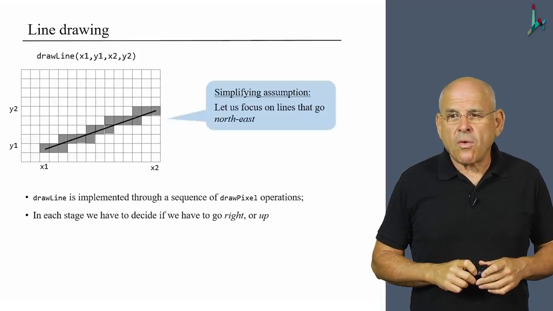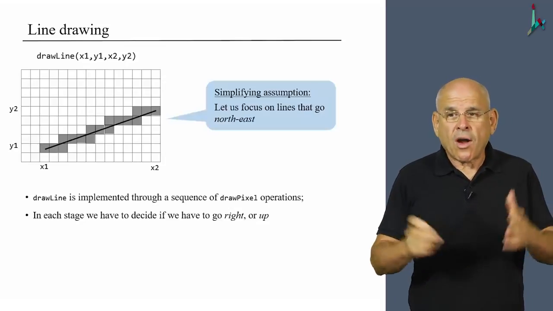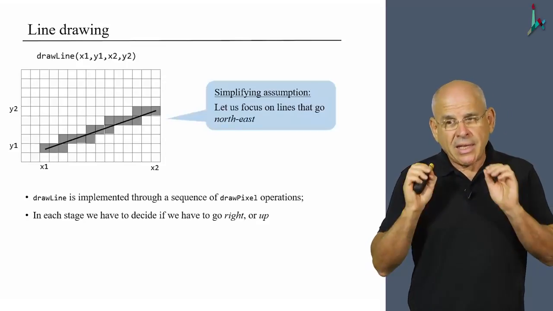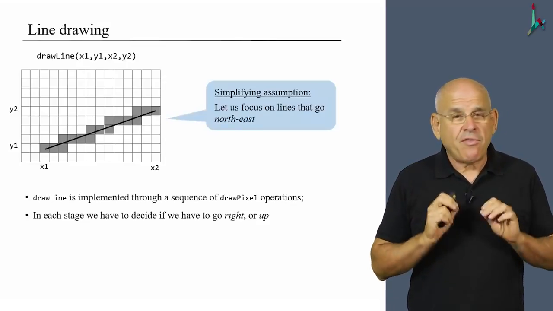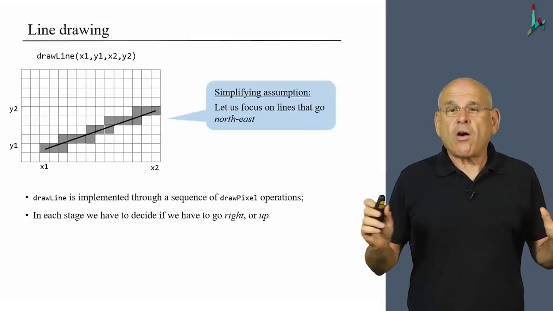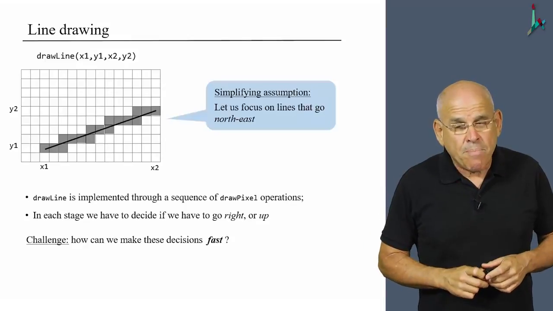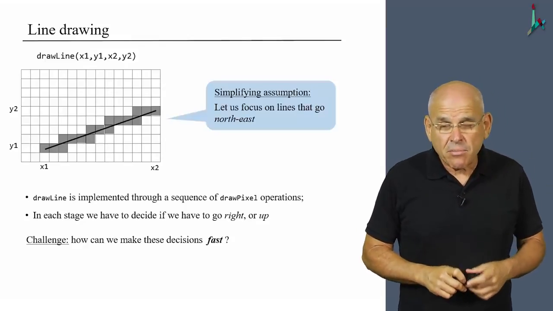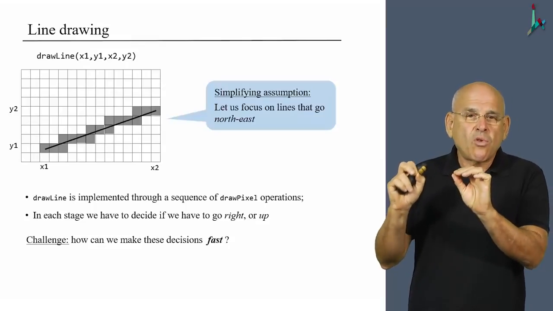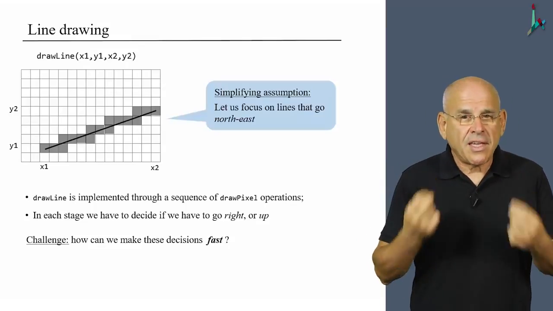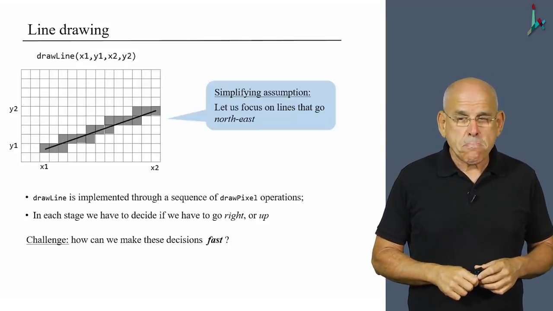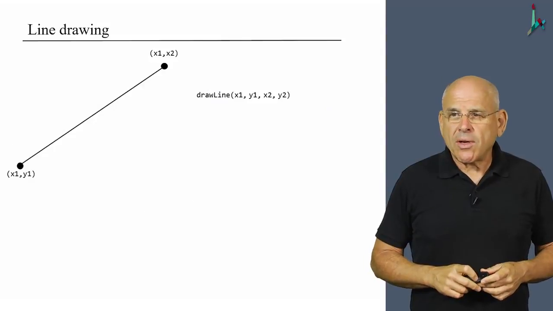All right, so once again, draw line is implemented through a sequence of draw pixel operations, and in each stage, we have to make a very simple decision. Do we want to go right or up? That's all. And we better make this decision fast, because it turns out that the time it takes to compute this decision holds the key to the speed of this entire algorithm. So let's look at the details.